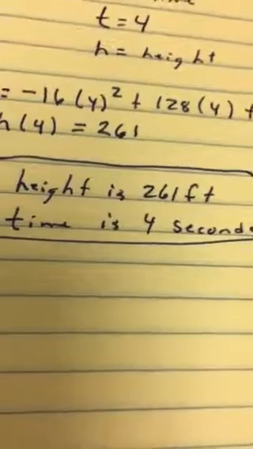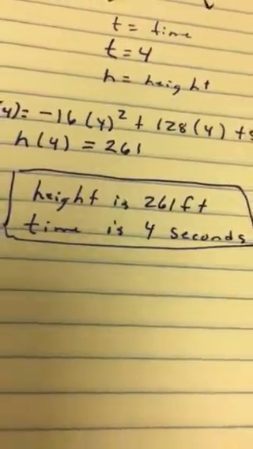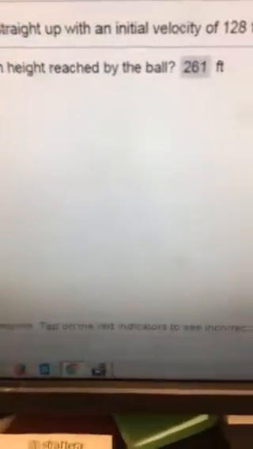So here's what we end up with. The height is 261 feet when the time is 4 seconds. So that's how you go about finding what is the maximum height reached by the ball.